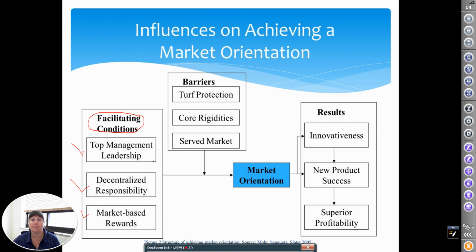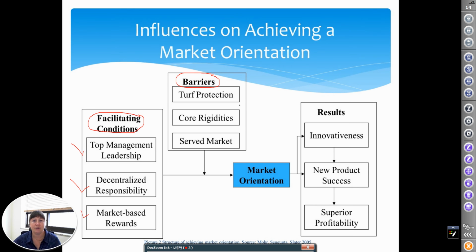So if we can follow these activities, if we can provide leadership, decentralized responsibility, market-based rewards, we'll be successful in the market orientation, to prepare this market-oriented strategy. But also we have to be ready to meet the barriers, and we should know how to manage these barriers.